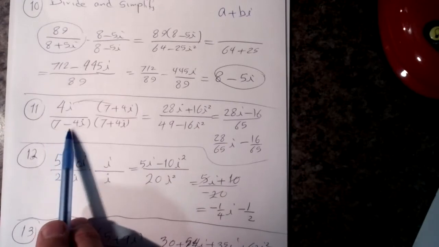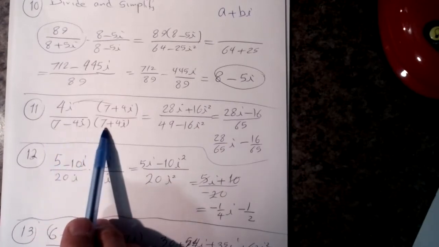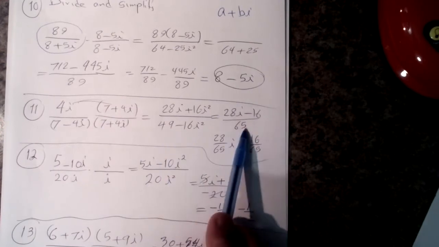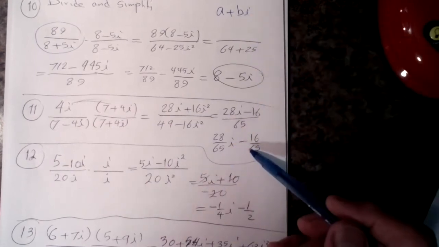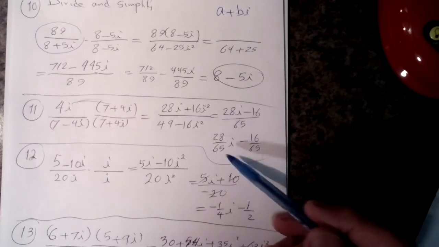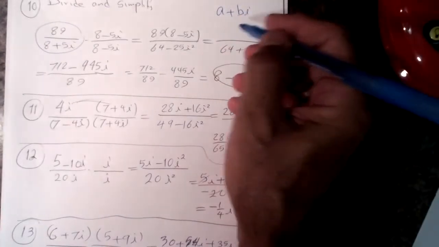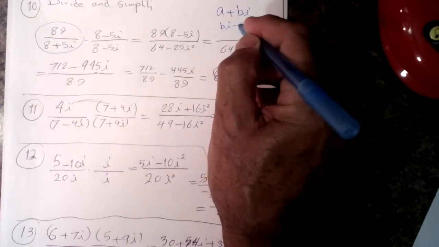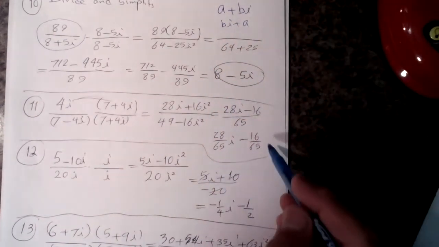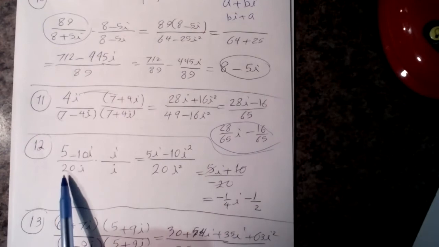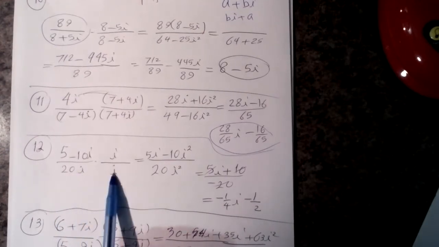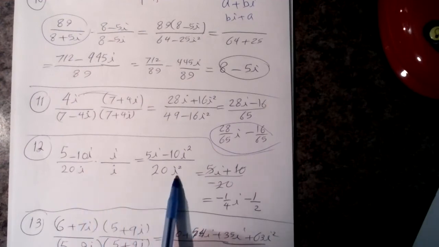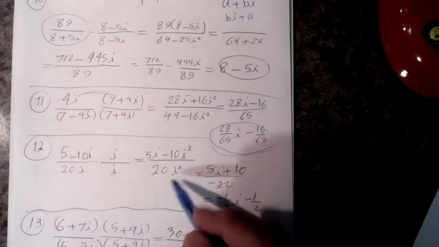See, I want to rationalize, so multiply by 7 plus 4i. See, I don't have i at the denominator anymore. But then at the end, you break it up to look like that. bi plus a or a plus bi, it doesn't matter, it's the same thing. Now, if you just have i, just i, multiply by i, because i times i is i squared, which is negative 1, okay?